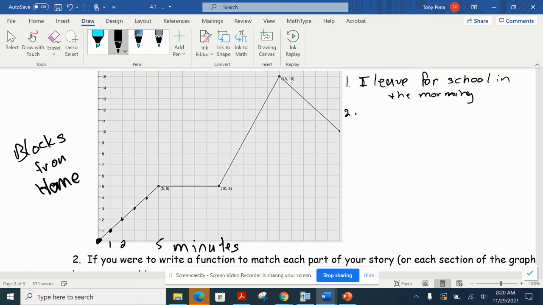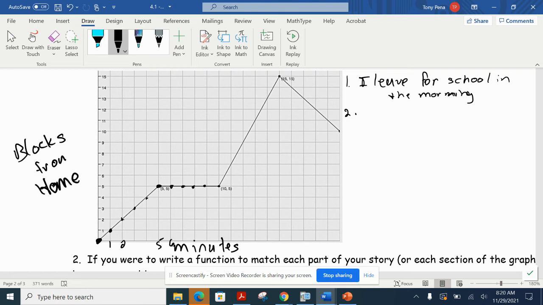Notice what happens after 5 minutes. At 5 minutes, I am 5 blocks away from school. After 6 minutes, aren't I still 5 blocks away from school? I'm still 5 blocks away at 7, 8, 9. So at this 5 minutes, what's happening here? Yeah, Julia, you're stopped.